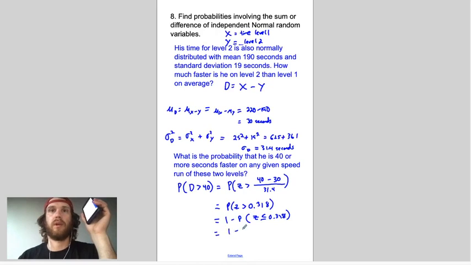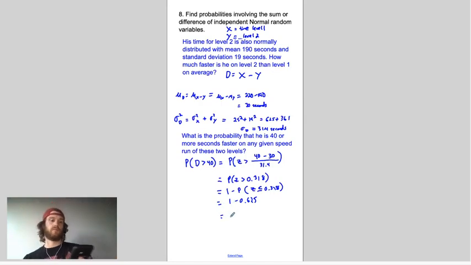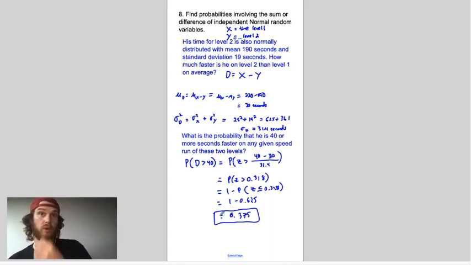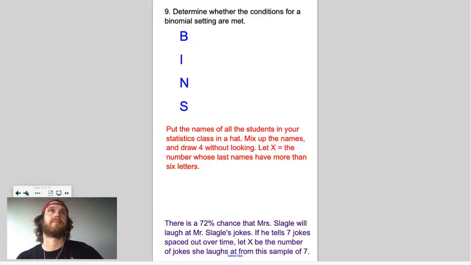Equals 1 minus 0.625, which is equal to 0.375. Great, we found it. The probability that the difference is greater than 40 seconds is 37.5%. Wouldn't that be wonderful? All right, let's keep moving.